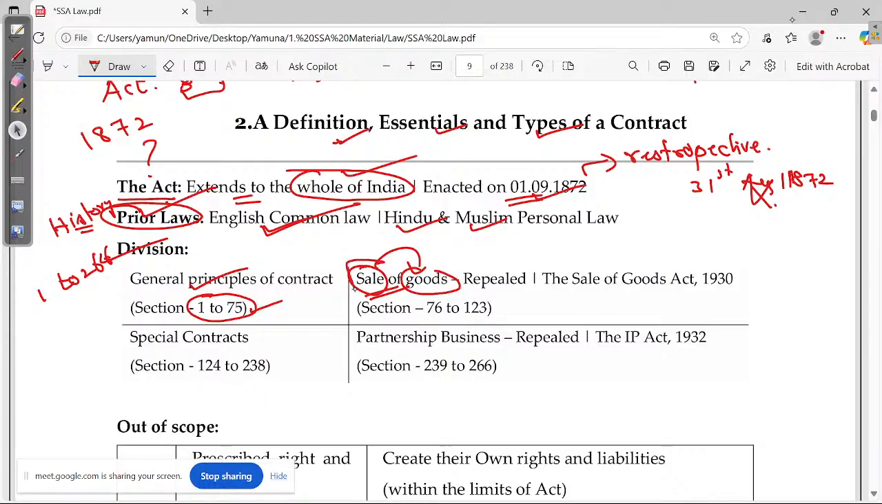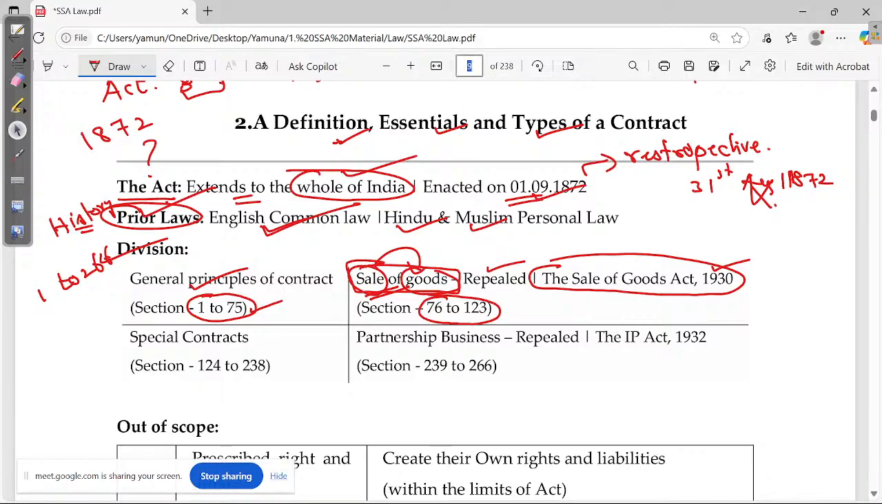So we need to have specific provisions, even though we are following the Indian Contract Act. That's why sections 76 to 123 are repealed. We will not say removed, because removed means it's completely done. But in legal terms, we use the word repealed. And this is now a separate Act called the Sale of Goods Act. From which year is this applicable? 1931. Let me go to the very first page of this Sale of Goods Act.